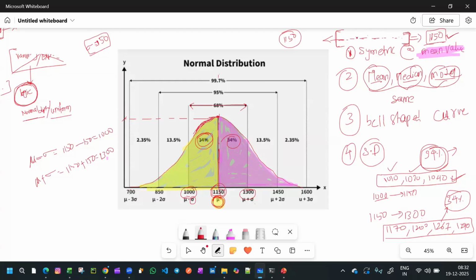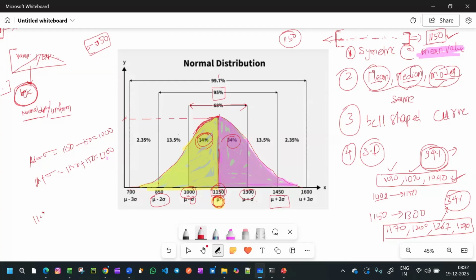There are so many elements. 68% of the elements are present between this range, 1000 to 1300. What is the 1000? 1000 is the average minus the standard deviation, and 1300 is the average plus the standard deviation. Similarly, 95% of the elements present in the data set should be present between 850 to 1450. What does 850 mean? Mu minus double the standard deviation to mu plus double the standard deviation.